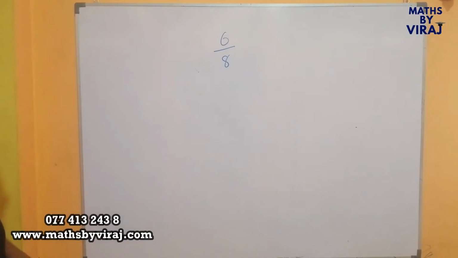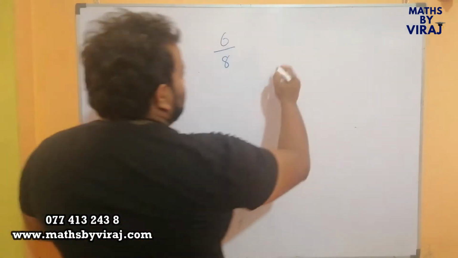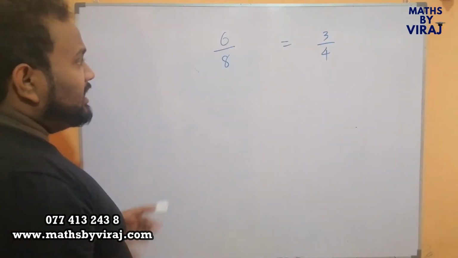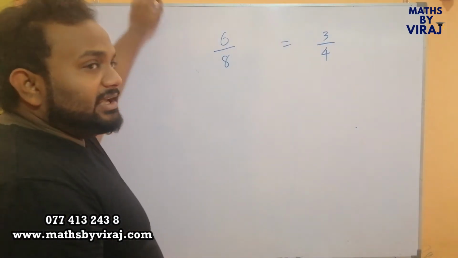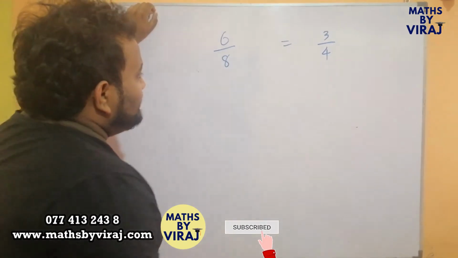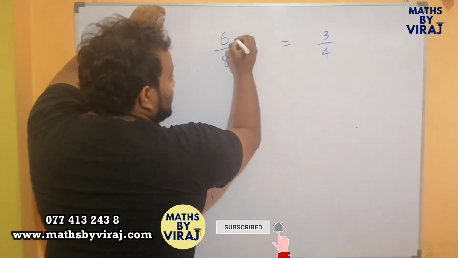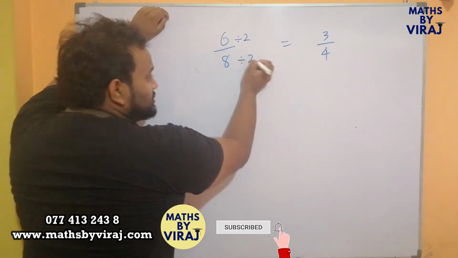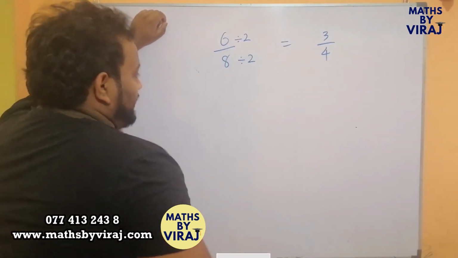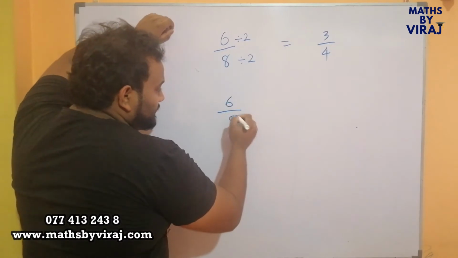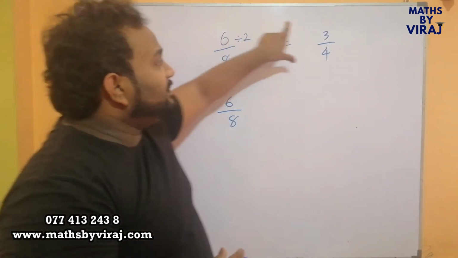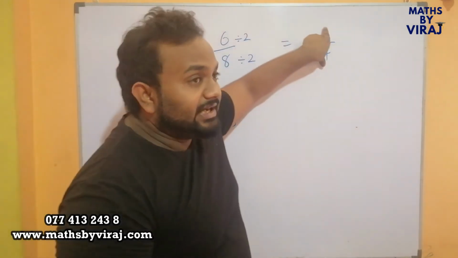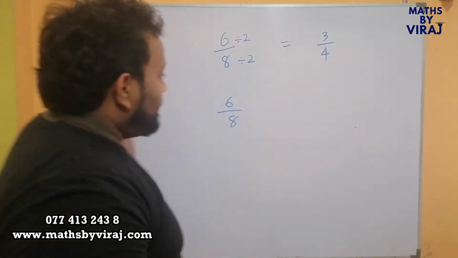You have 6 and 8. Now I can come up with the simplified version saying that this is 3 over 4. How do I get it? Now 6 and 8 being even numbers, we can divide 6 and 8 by 2. If I divide 6 by 2, I should definitely divide 8 also by 2. Now this is the simplified version. Simplification of 6 over 8 can be written as 3 over 4.